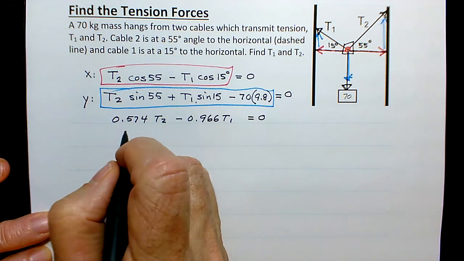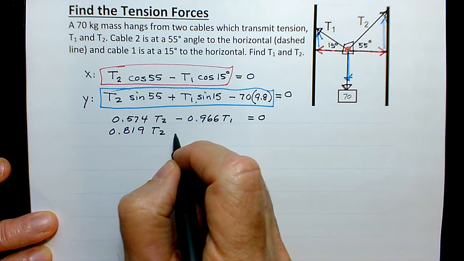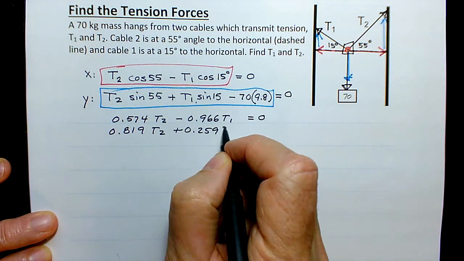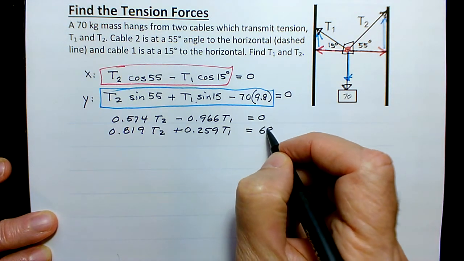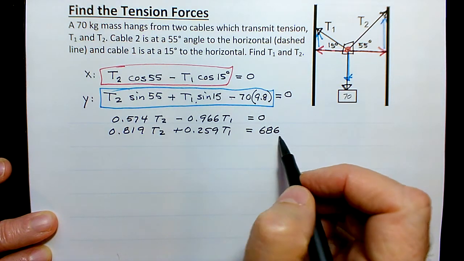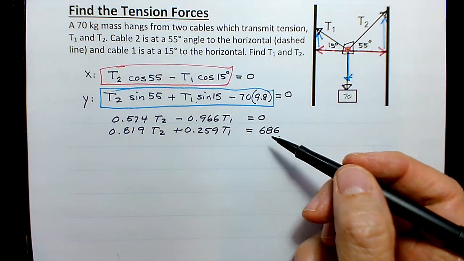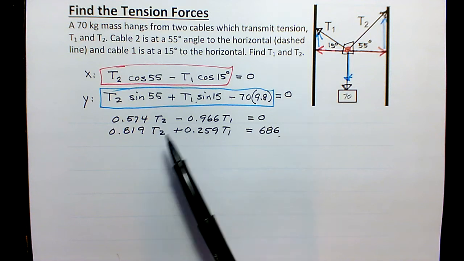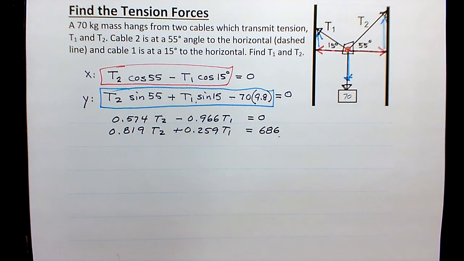The y equation gives me 0.819 T2 plus 0.259 T1 equals 686. So this is equal to 686, and I moved it over to the right. Alright, so now I have it in what looks like a traditional matrix form or a system of equations form, where the two unknowns, like unknowns, are lined up, nice and neat, and we're ready to solve by elimination.